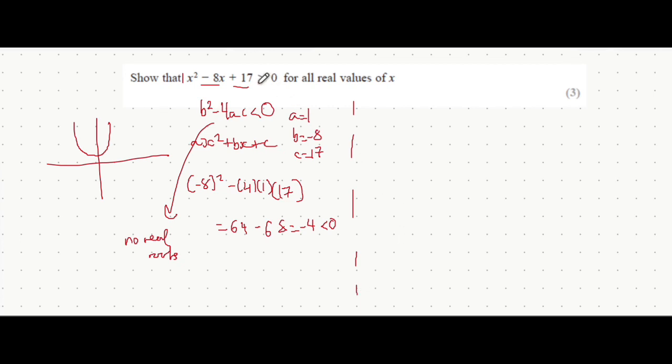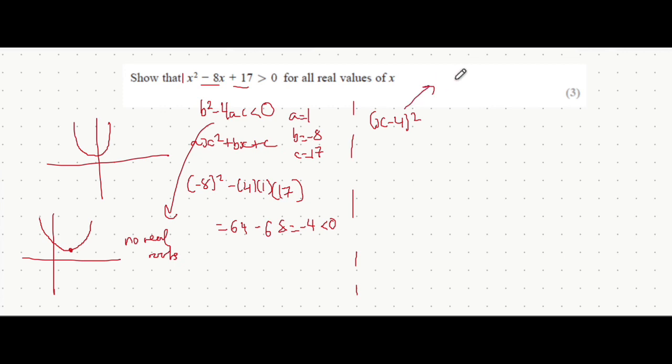Another way you can show that it's greater than 0 is you can complete the square. If you complete the square and show that the minimum point of the quadratic is above the x-axis, then that means all other coordinates have to be above the x-axis as well. So in this case, when we complete the square, we have the coefficient of x, so half of minus 8 is minus 4. You put that in a bracket, all squared.